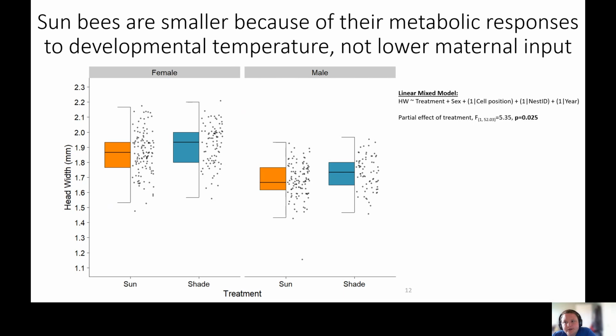This figure shows offspring head width on the y-axis in millimeters and treatment group on the x-axis. And what this shows is that bees born in the sun were smaller than bees born in the shade. And this confirms that microclimate does indeed affect offspring body size in C. calcarata.